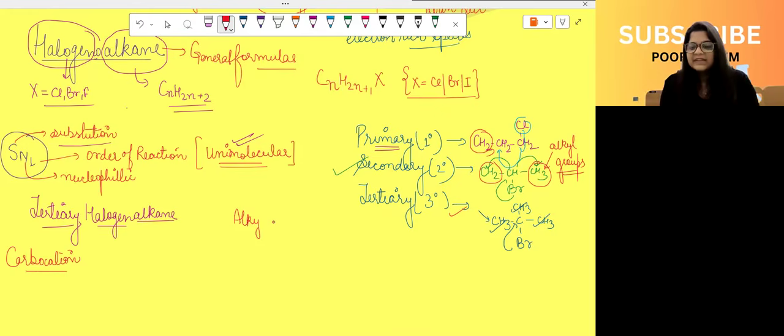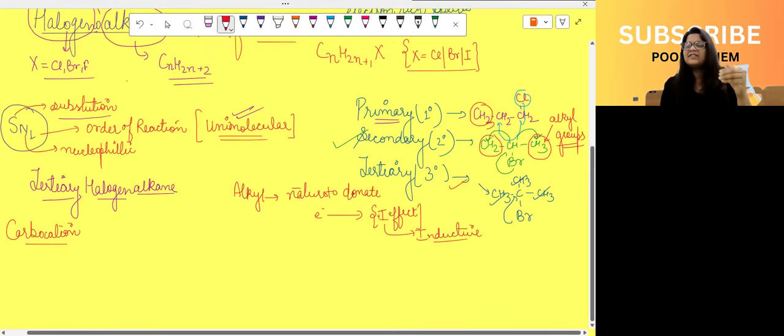Alkyl groups have a nature to donate electrons. That's why they have a tendency to show a plus I effect, where I stands for inductive. Now, this inductive word or plus I effect is not a part of our syllabus. Just the phenomenon that alkyl groups have a nature to donate electrons is called plus I effect.